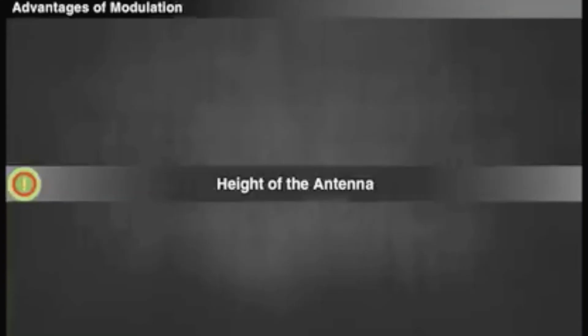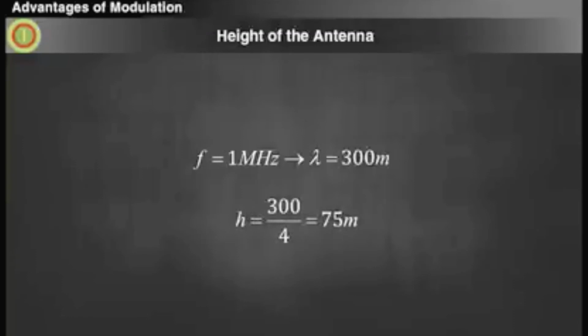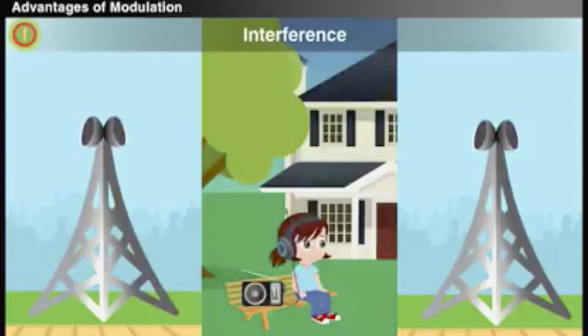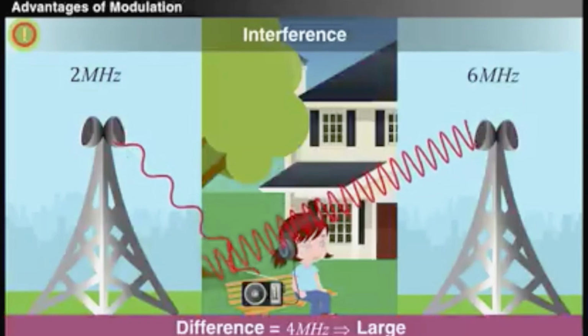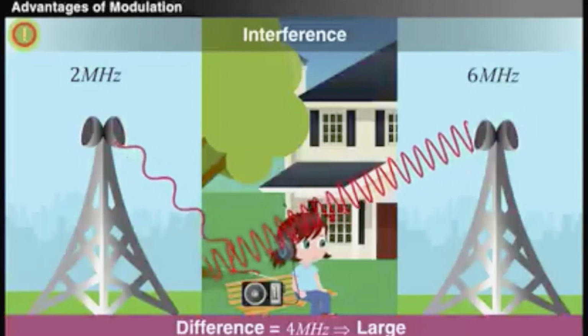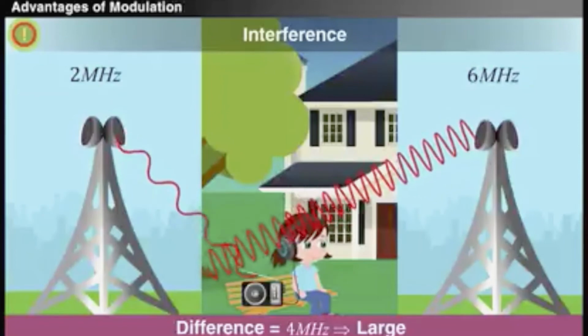To overcome the problem of antenna height, if a high frequency signal of 1 MHz is used, the height of the antenna will be around 75 meters, which can be achieved practically. To overcome interference, if the stations transmit high frequency signals like 2 MHz and 6 MHz, then their difference will be high, that is 4 MHz, and thus the waves will not mix with each other.